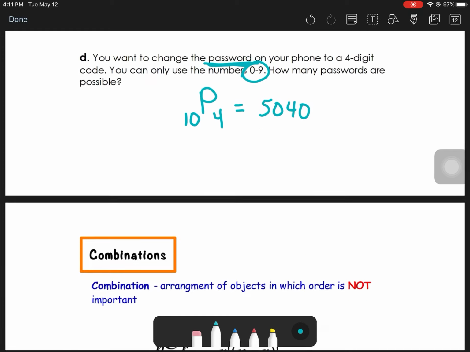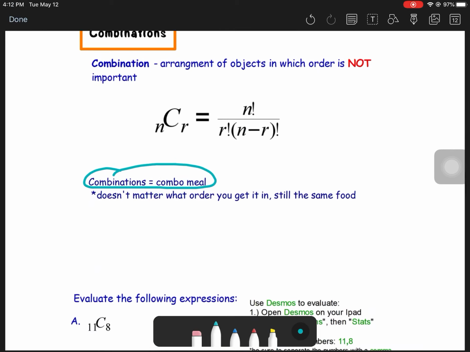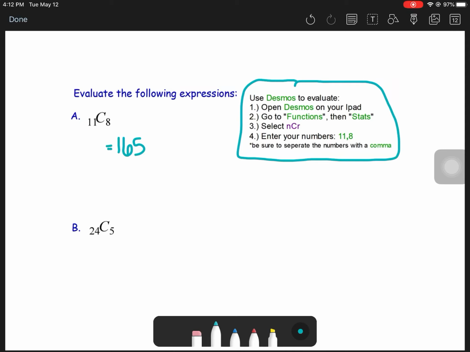All right. Now we're going to work with combinations where order doesn't matter. So this is like a combo meal. Exactly the same thing. We're going to use Desmos. Go to Functions, Statistics, but this time you're going to select nCr. And again, we have to separate these by a comma. So this is 11, pick 8. Now you knew that when we did permutations it was huge, but now since order doesn't matter, you're only going to get 165 different ways.